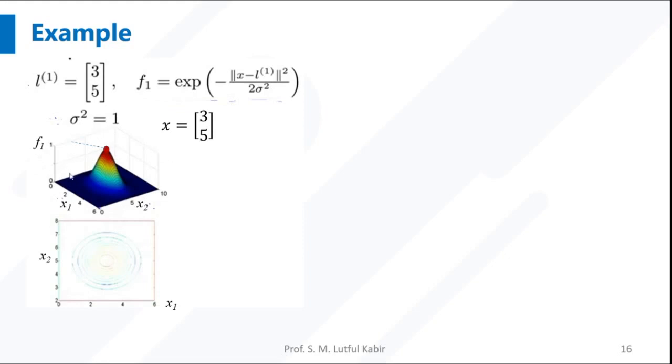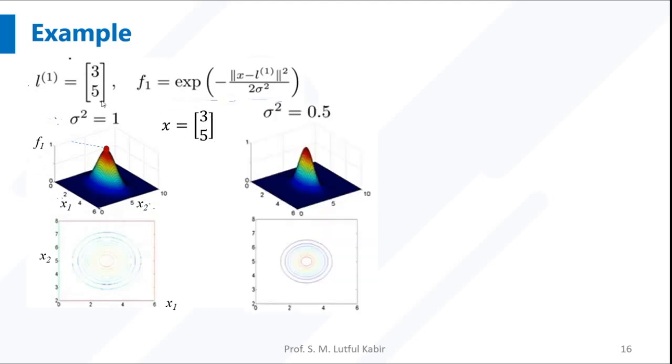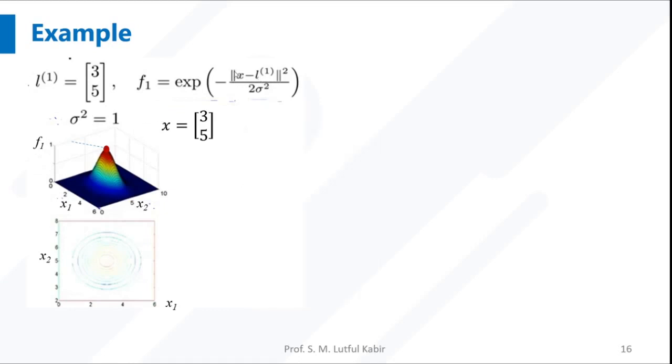So let us see the plot of f1 with respect to x1 and x2. It's a 3-dimensional plot: for a certain value of x1, x2, what will be the value of f from this equation. Let us assume that sigma square is equal to 1 and the given x is 3, 5, where the landmark is also 3, 5. If the landmark and the given x are the same, the distance will be 0, so f1 will be 1. This is the red point, where we can see the value is 1. At the bottom you have x1 and x2, where x1 is 3 and x2 is 5. But if you change x1, x2, that means the x value is changed, you can see the value is not 1.